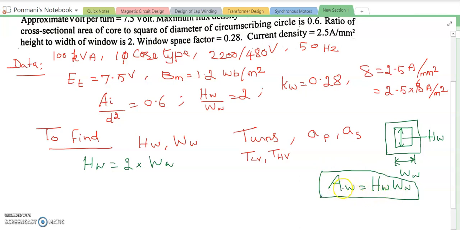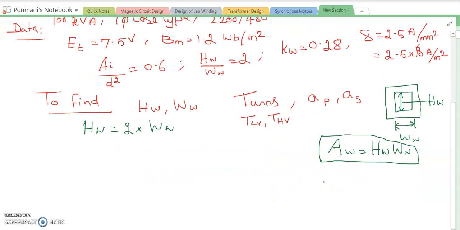And the ratio is given. So if we know the area of the window, we can calculate height of the window and then we can calculate width of the window. So how can we calculate area of the window? From the output equation of the transformer, because the kVA output of the transformer is given and primary and secondary voltages are also given. So from this output equation of the transformer we are able to calculate Aw.